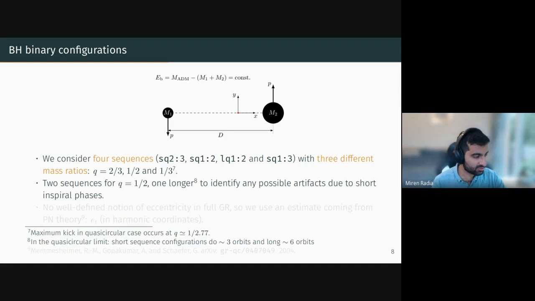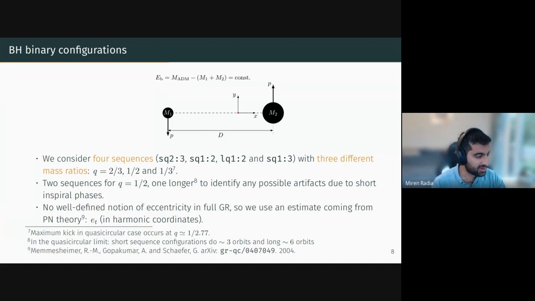You might ask, why do we consider two sequences for Q equals a half? The reason is that we first conducted the shorter sequences, and then we noticed some artifacts, which I'll talk about later, and we wanted to extend this. We wanted to see if this was due to the short in-spiral phase, but actually we found that the longer in-spiral phase accentuated these artifacts.